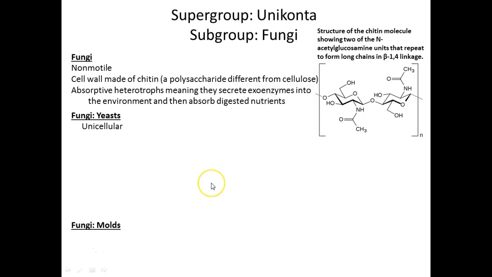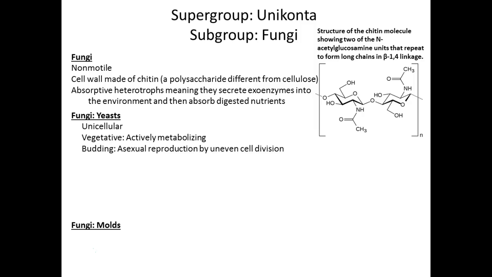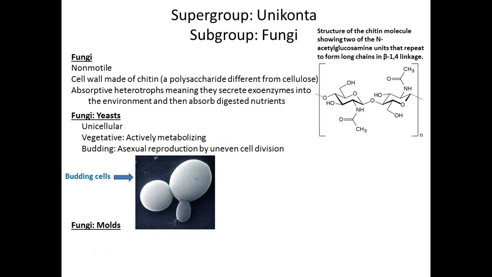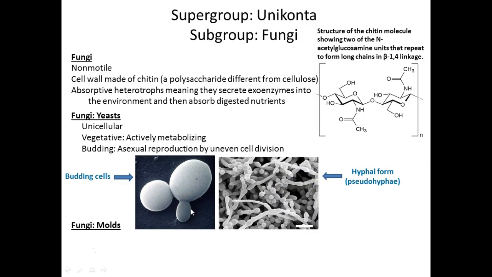So yeasts are unicellular. They're vegetative, actively metabolizing, and then they can also reproduce by that asexual budding, which is that uneven cellular division that you need to look for today, right? So like that. This was the first bud, right, getting ready to detach, and then another bud is starting right away. So that one's reproducing. Or again, these buds will start to elongate for some species under certain conditions. And you'll see this hyphal form, which is actually not truly hyphae. It's what we call pseudohyphae, false hyphae. Molds are multicellular filamentous.